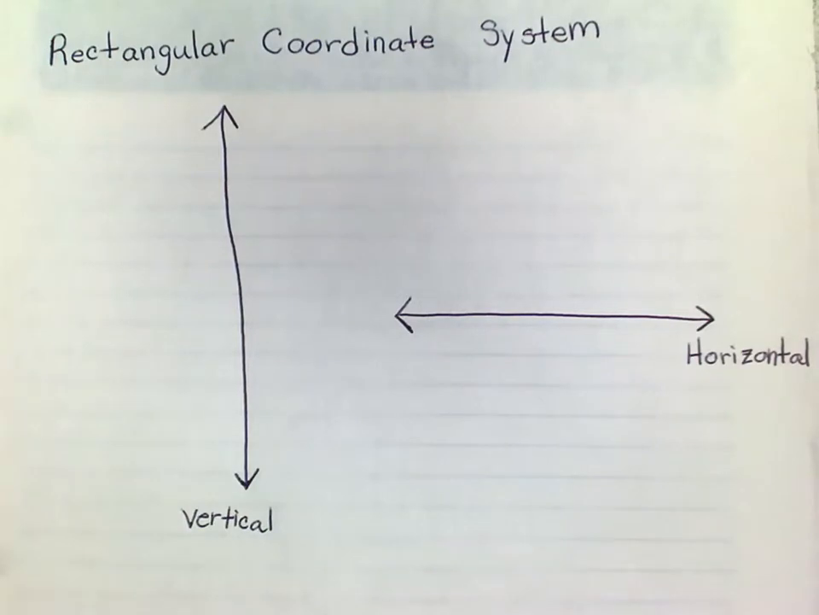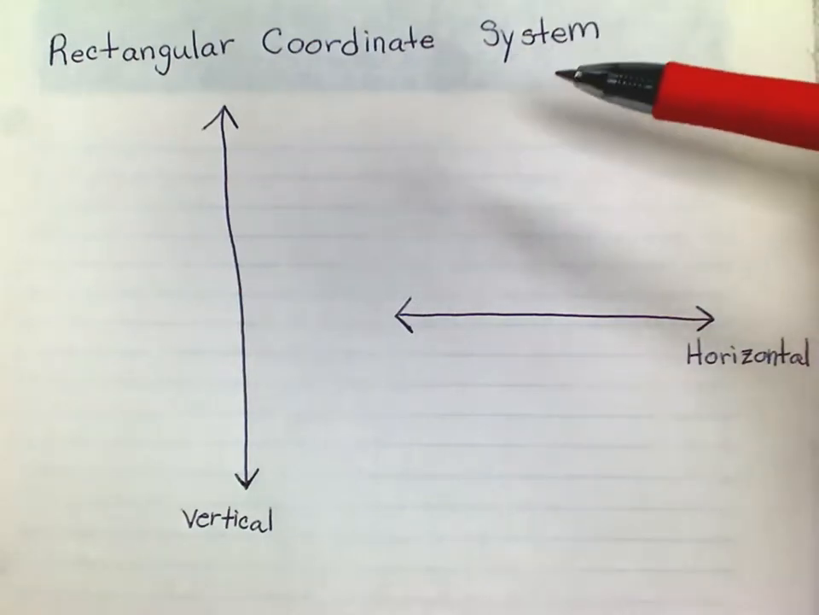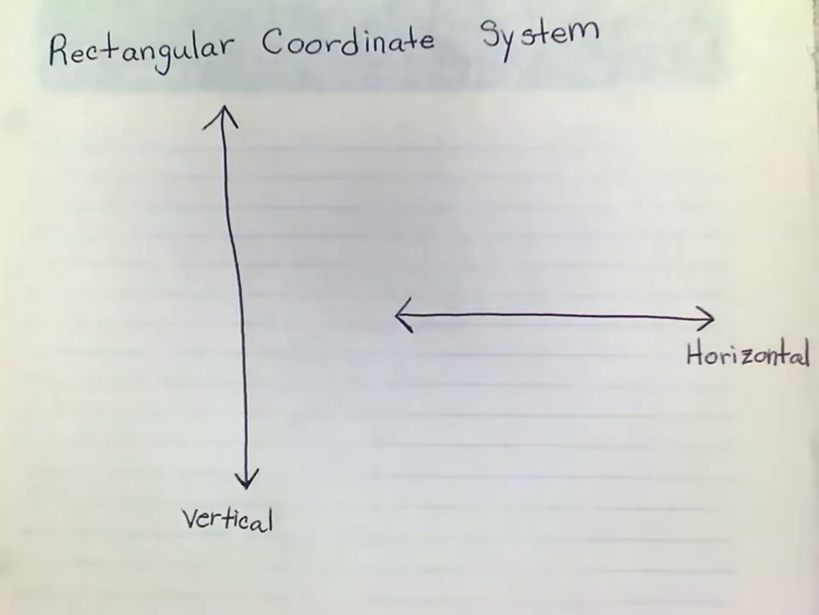Hello, and I want to welcome you to this discussion on the rectangular coordinate system. Today we're just going to get a familiarization with what the rectangular coordinate system is, what it looks like, finding some points along with the quadrants they are found in, and talk about the origin.